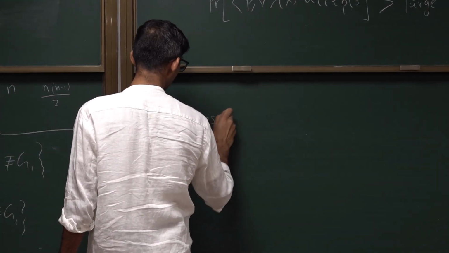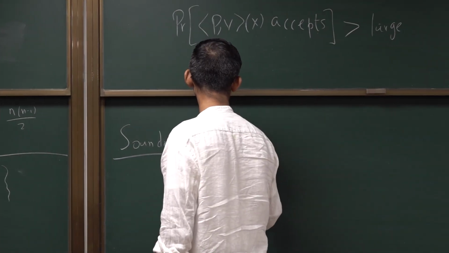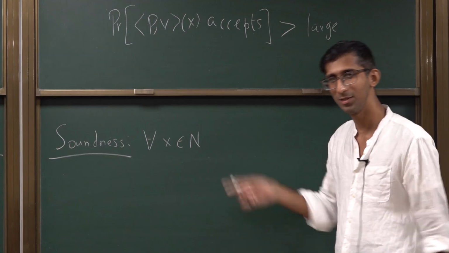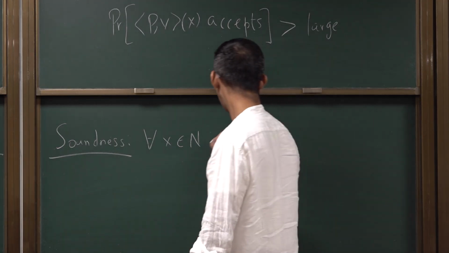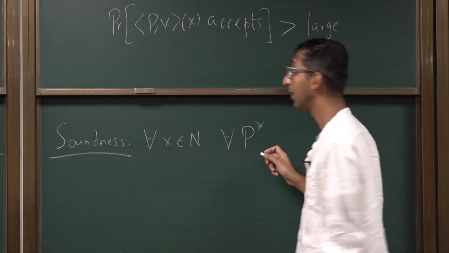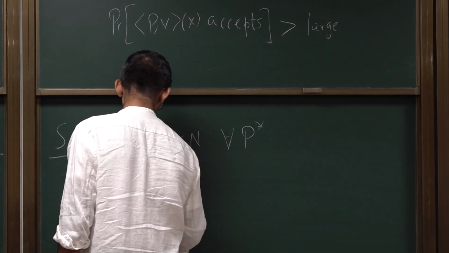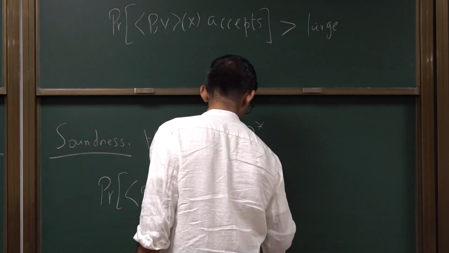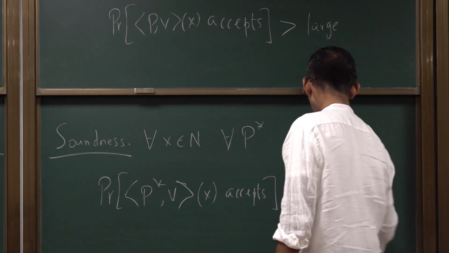And soundness is again going to be a straightforward adaptation of that. Here I want to say for any instance, and that's what I'll be referring to these things as, instances. They're just strings, so they're instances. For any instance, that is, for any no instance, it doesn't matter what algorithm P star you use in place of the P, the probability that P star V, when given X, accepts has to be small.